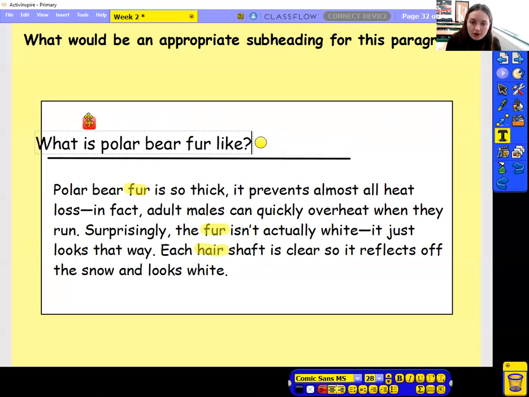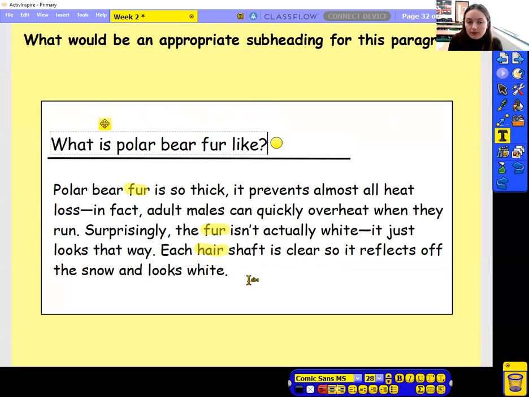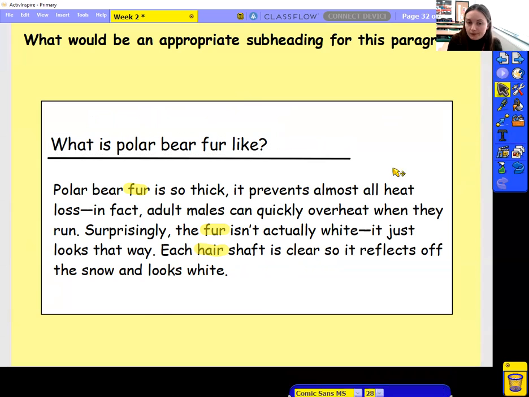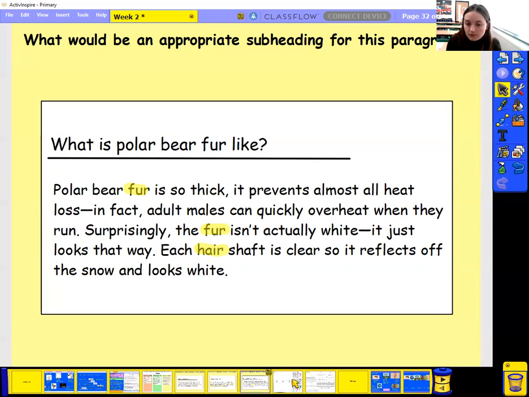And you might have a question that's like this. What is polar bear fur like? Because our paragraph tells us about polar bear fur. Fantastic. Well done, Year 2.